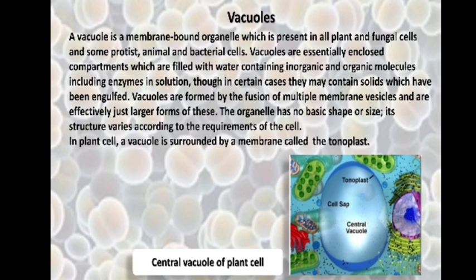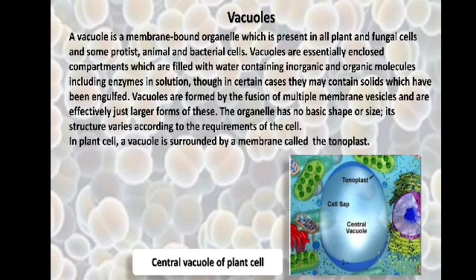Here, this is a central vacuole of a plant cell. The vacuole is surrounded by a membrane called the tonoplast. This area is called the tonoplast. This structure we can observe in a plant cell.